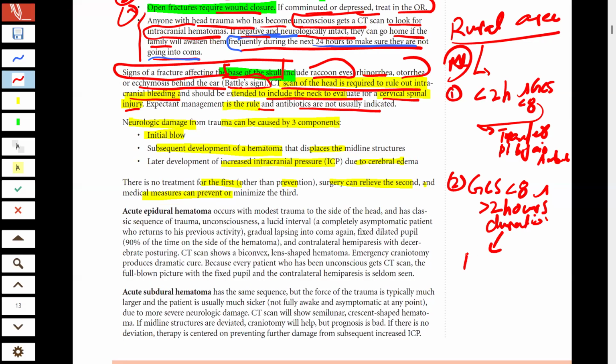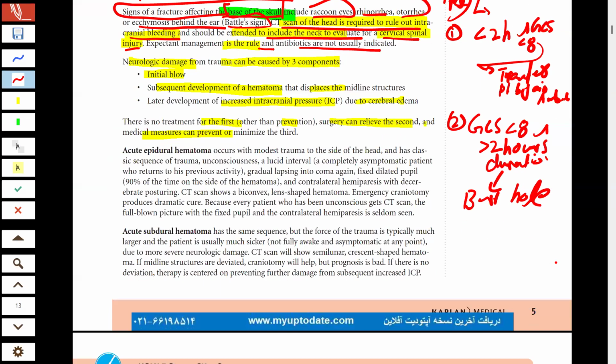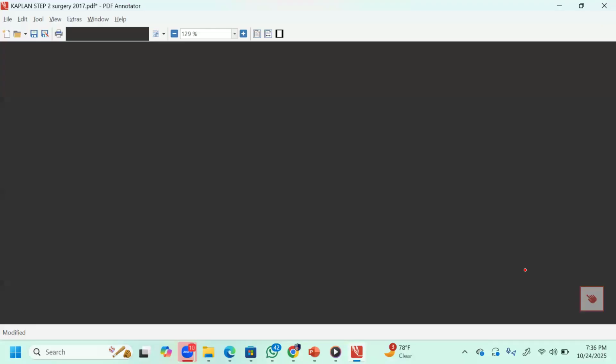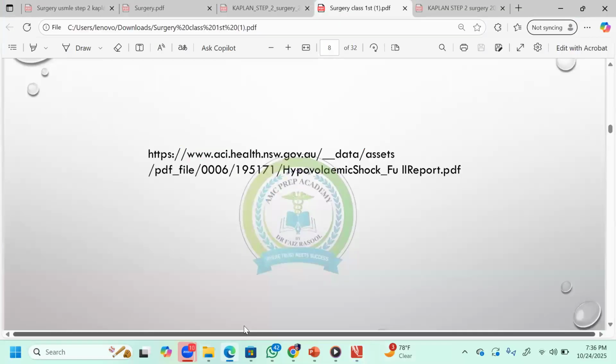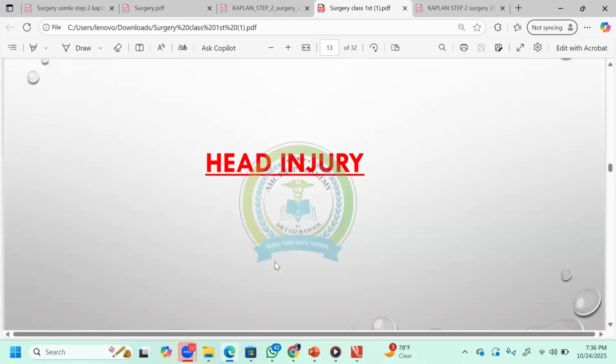Greater than 2 hours hospital travel time: you have to go with a burr hole, in which you evacuate the blood clot from the brain through the burr hole process. In case of the third, when GCS is greater than 8, you can go with a CT scan. These are the things you must know, and you have to approach accordingly.